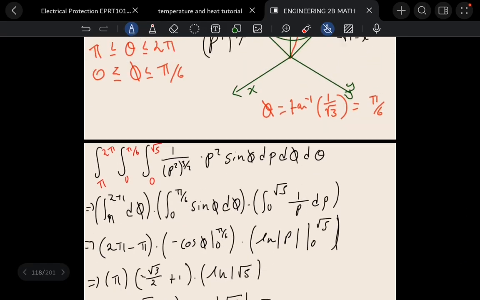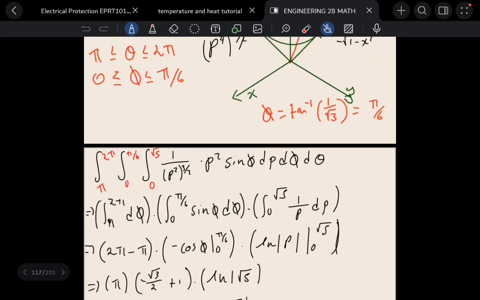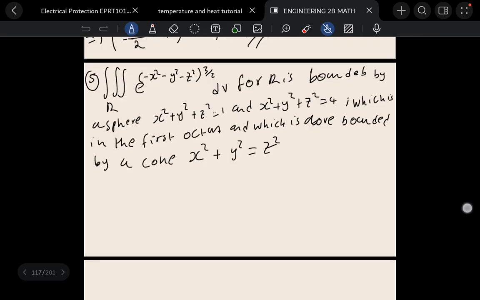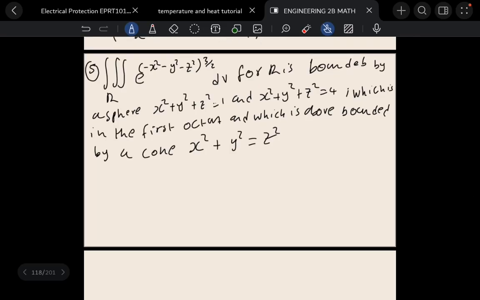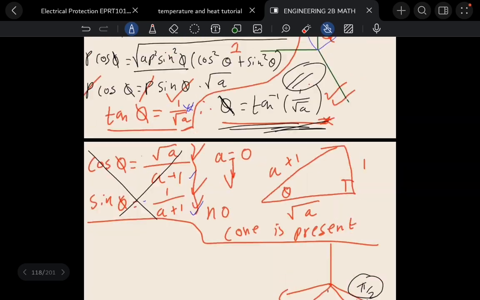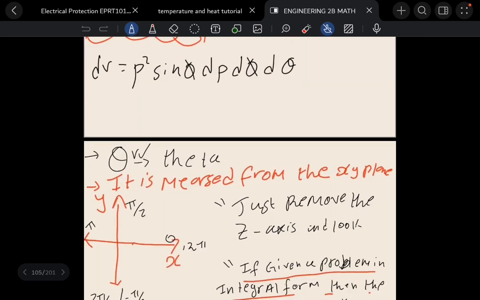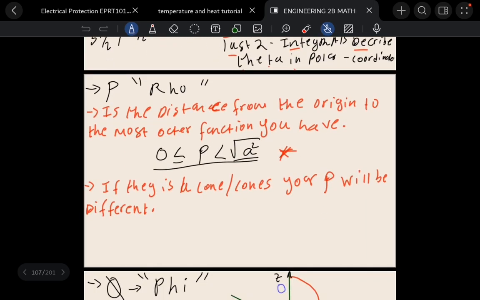You will have that. And think, an example, this is an easy one, until you notice that there was an instruction that I gave you here, because I need to do everything that I told you. If there is a cone or cones, your phi will remain different. Actually, it's not cone, it's sphere.